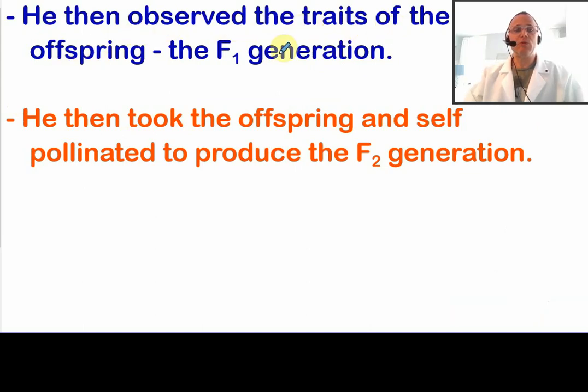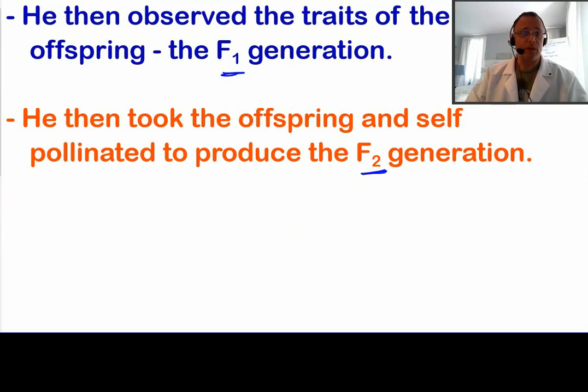He then observed the traits of the offspring, what he called the F1 generation, and he then took the offspring and self pollinated them to produce an F2 generation. Let's use a tool that we've seen before called a Punnett square and dig deeper into this. This is a modern tool applied to his work.